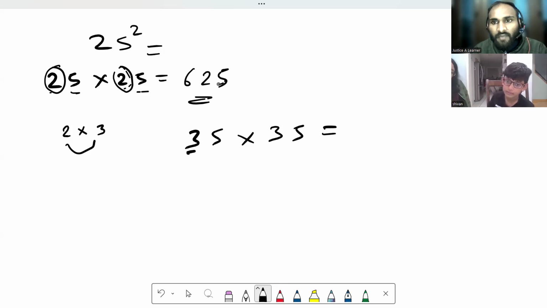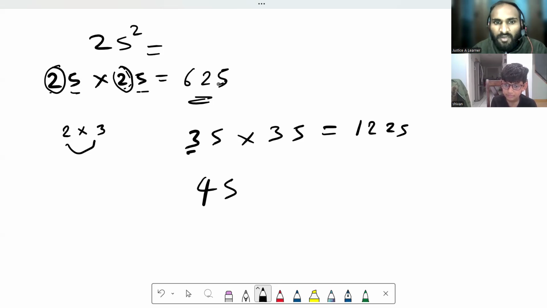Take 3. What is the number coming after it? What comes after 3? 4. So multiply 3 into 4. 3 times 4 is equal to 12. And then we will keep 5 fives are 25. 5 times 5 is equal to 25. Great. So that's how you are able to solve.